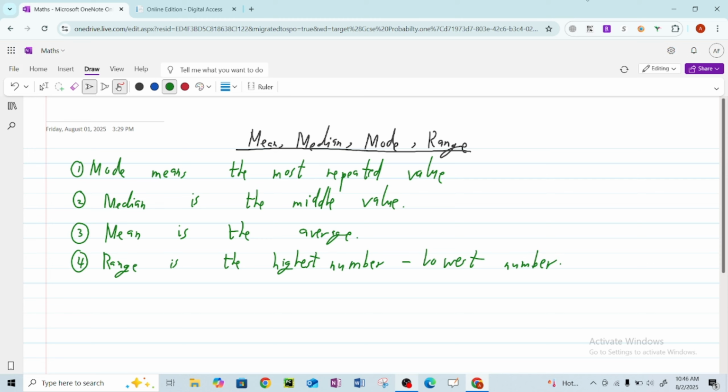Okay, these are the four types. So these are the four: the mean, median, mode, and range. We have the four types over here. The four things you have to know. Now, how do we apply this? Okay, let's see if you have a question here.